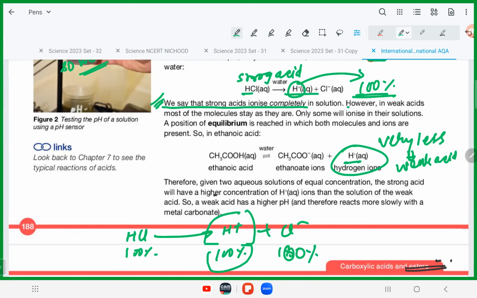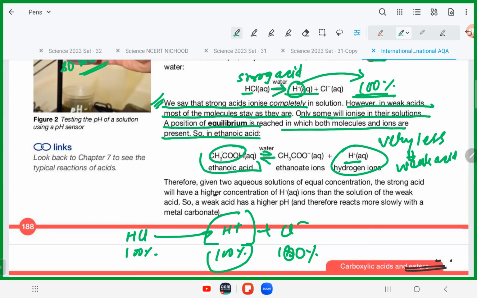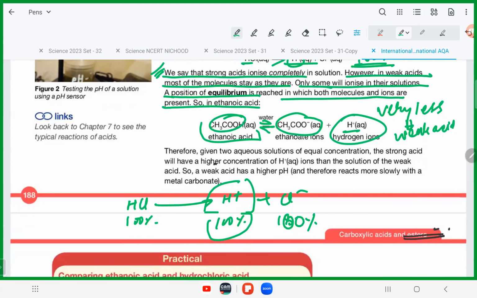Second, however, in weak acid, most of the molecules stay as they are. As they are means they are not going to ionize. See, here one direction is there, one way, but here there are two ways. Only some will ionize in solution. Equilibrium means both forward and backward reactions are going on. Both molecules and ions are present. This is there and ions are also there. Now see the second paragraph, what point they are saying.